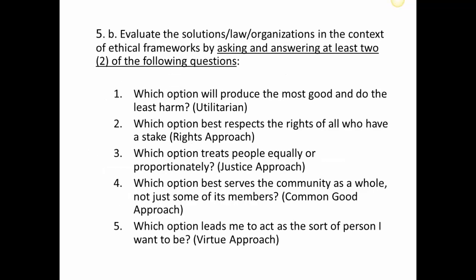5B. Evaluate the solutions, law, organizations in the context of ethical frameworks by asking and answering at least 2 of the following questions. Question 1. Which option will produce the most good and do the least harm? The utilitarian approach. 2. Which option best respects the rights of all who have a stake? The rights approach. 3. Which option treats the people equally or proportionately? The justice approach or fairness approach. 4. Which option best serves the community as a whole, not just some of its members? The common good approach. 5. Which option leads me to act as the sort of person I want to be? Remember, you only need to ask 2 of these questions.